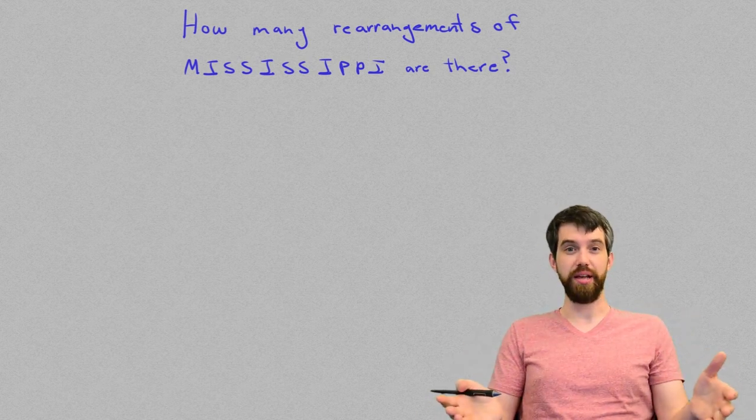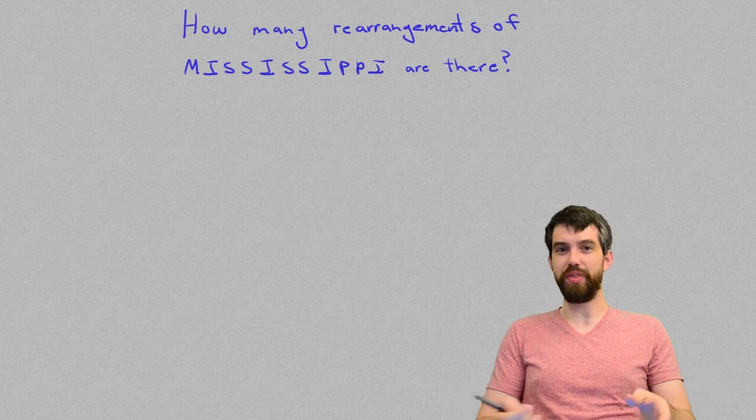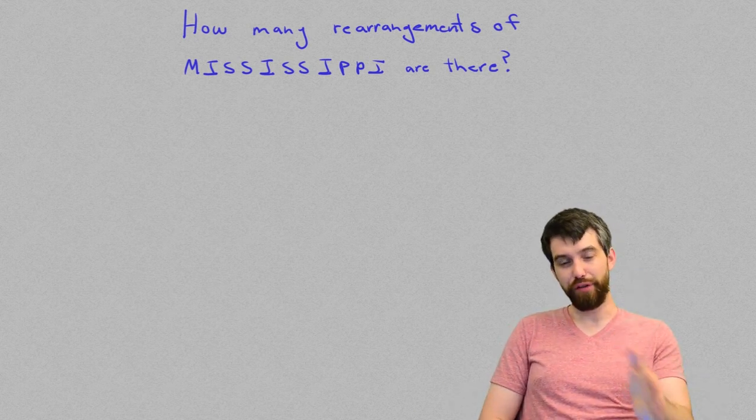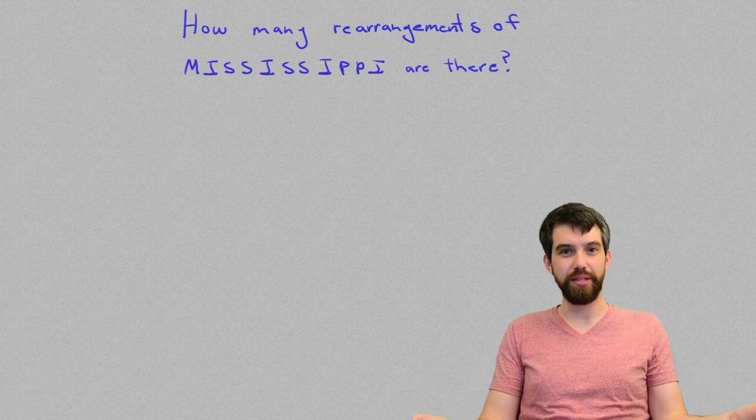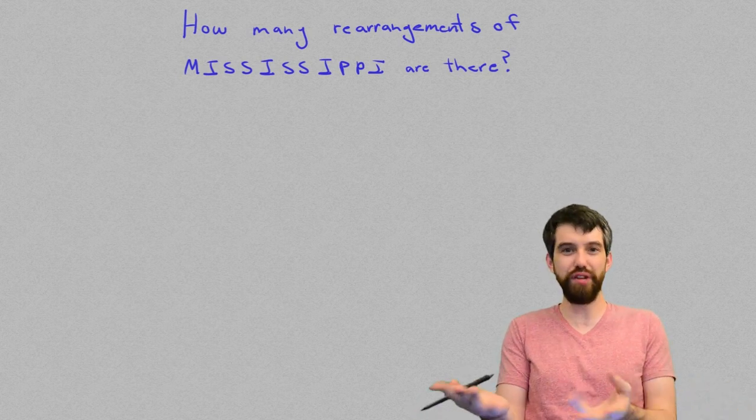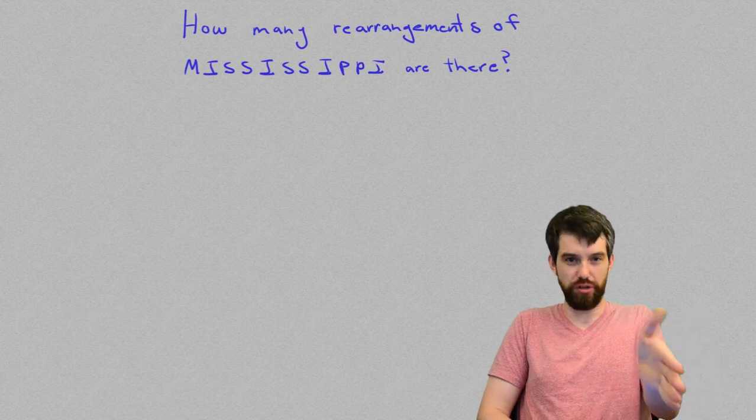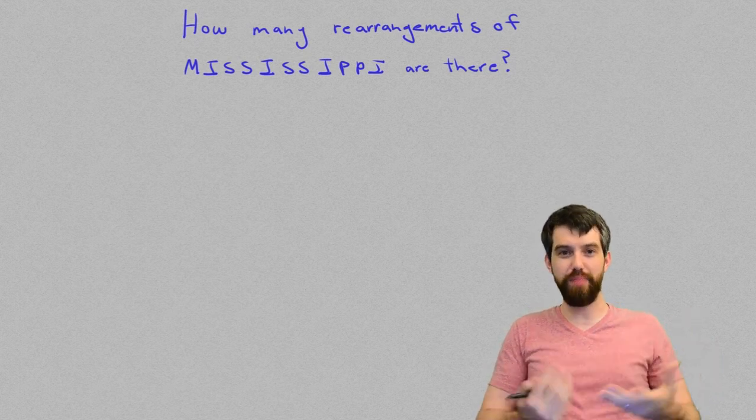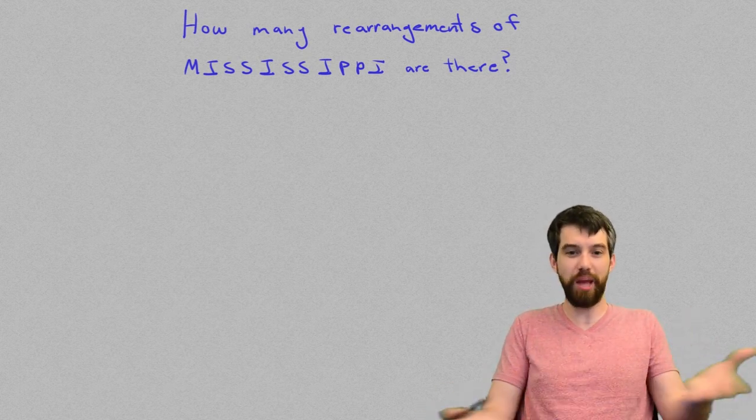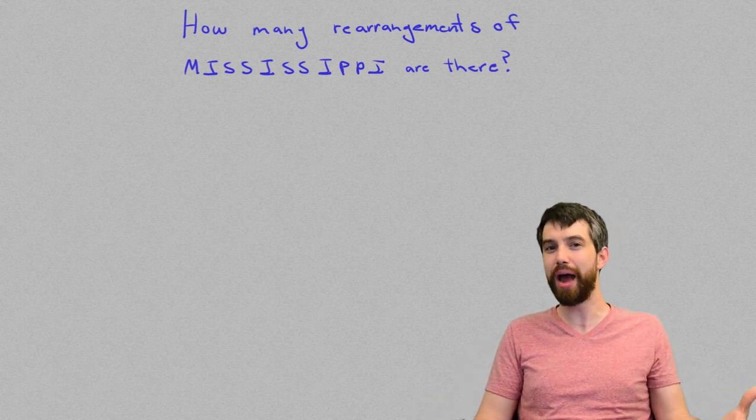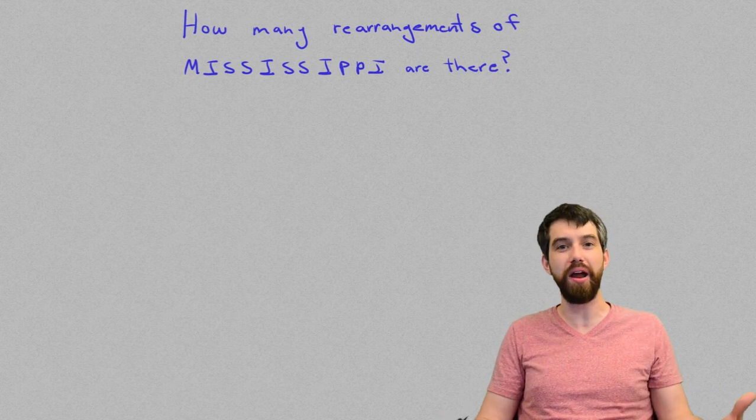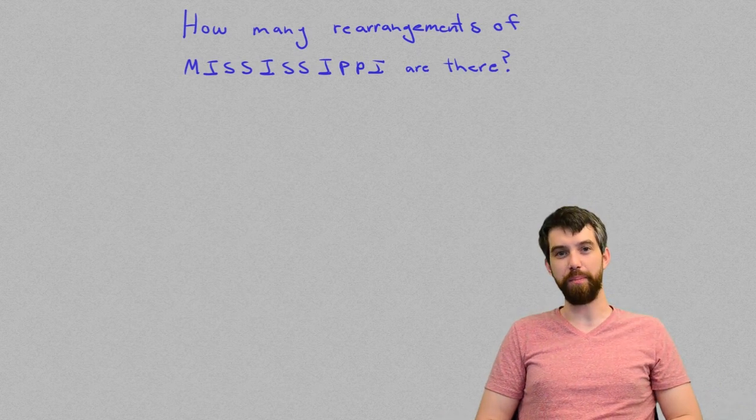Suppose, for instance, that we had some rearrangement that had an S in the first letter. Because we have four different S's, I don't really care which of those four S's goes in the first location. I'm going to say that a rearrangement is just some particular spelling where the letters are scrambled, but I don't care to keep track of which S goes where. I'll think that all of those are going to be the same.